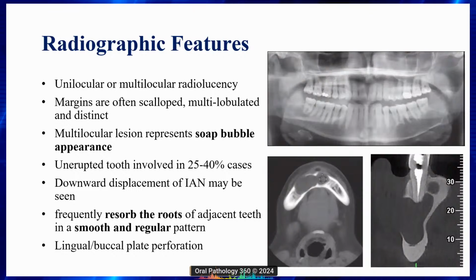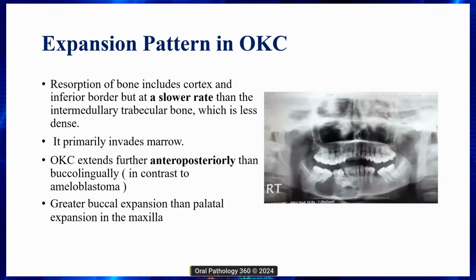Radiographically, it presents as a unilocular or multilocular radiolucency with scalloped, multilobulated, and distinct margins. Multilocular lesions show a soap bubble appearance. An unerupted tooth is involved in 25 to 40% of cases, and there is downward displacement of the inferior alveolar canal. Frequently, it resorbs the roots of adjacent teeth in a smooth and regular pattern. There is lingual or buccal cortical plate perforation, or perforation can be found in both cortical plates.